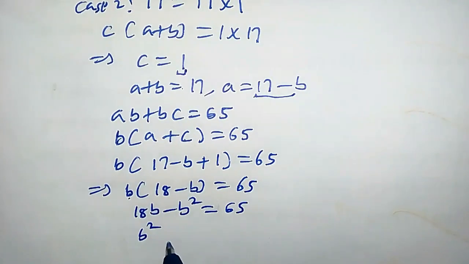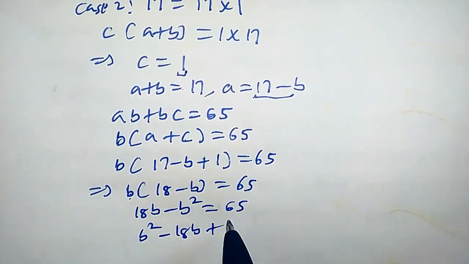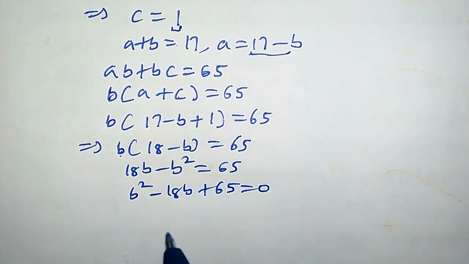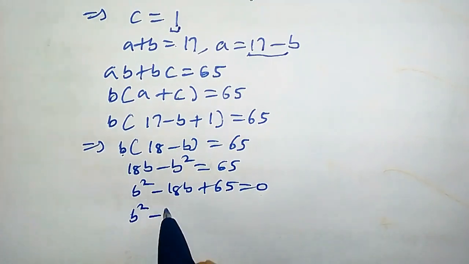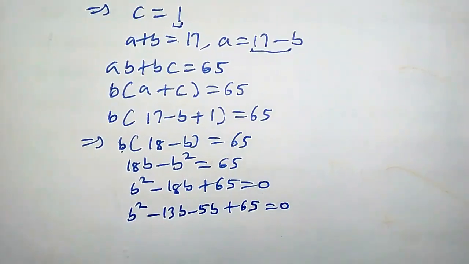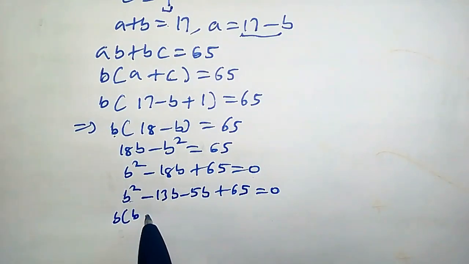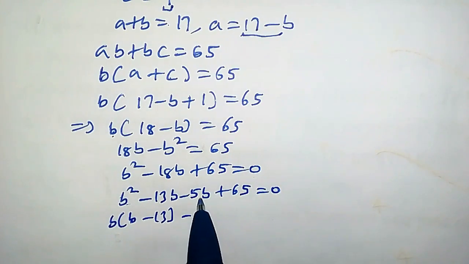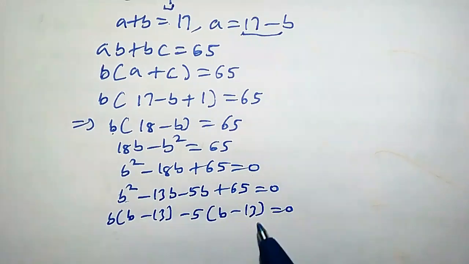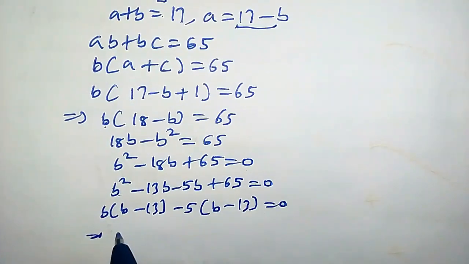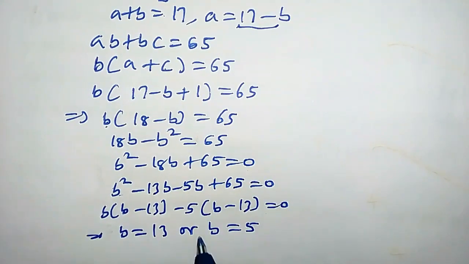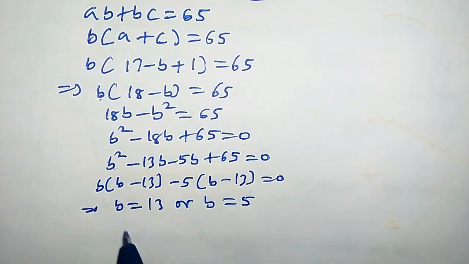Rewriting this, we have B squared minus 18B plus 65 equals 0. This is factorizable, so we have B squared minus 13B minus 5B plus 65 equals 0. B is common, so we have B times (B minus 13), minus 5 is common, so minus 5 times (B minus 13) equals 0. So B is equal to 13 or B is equal to 5.